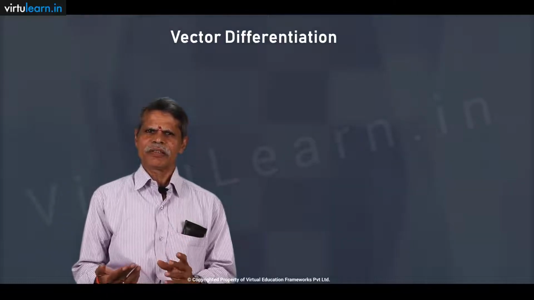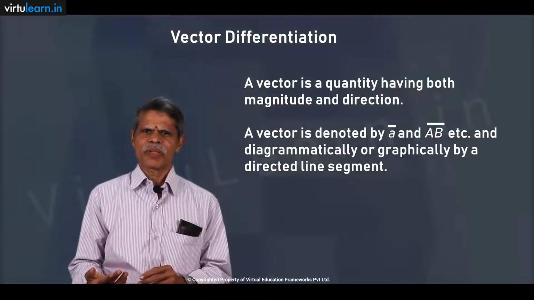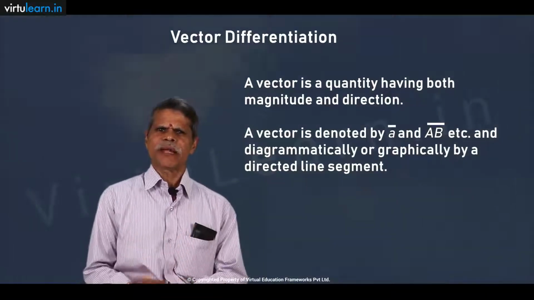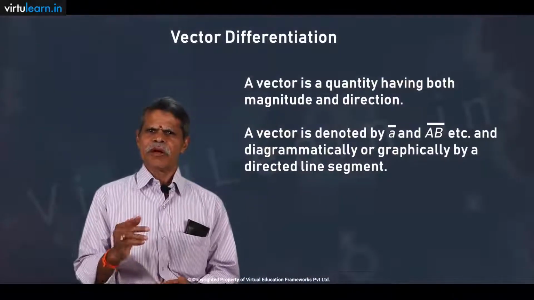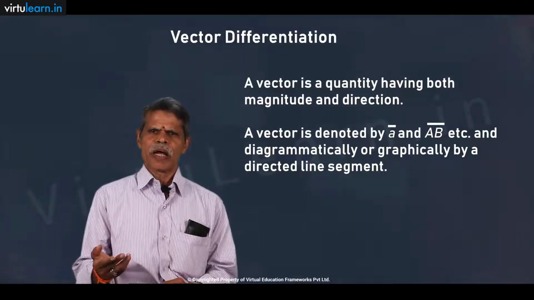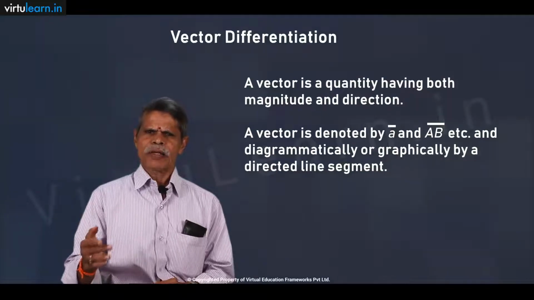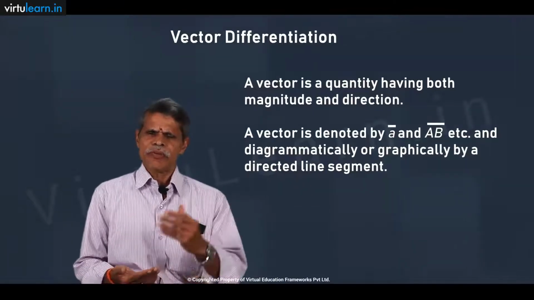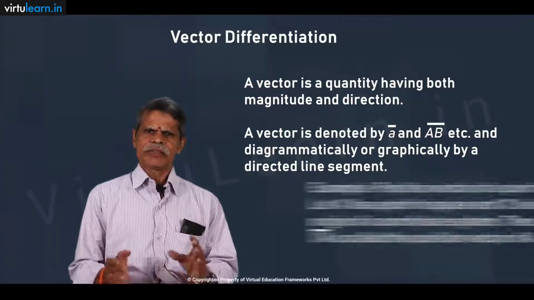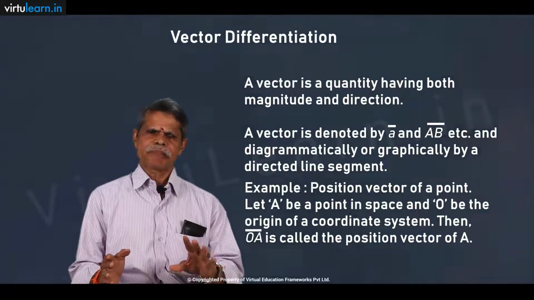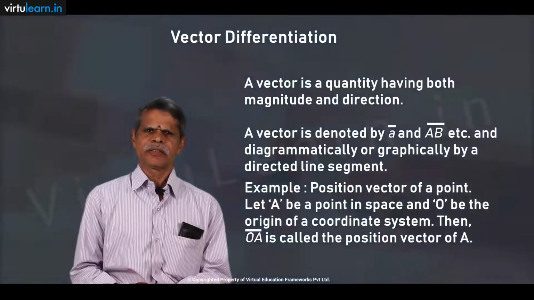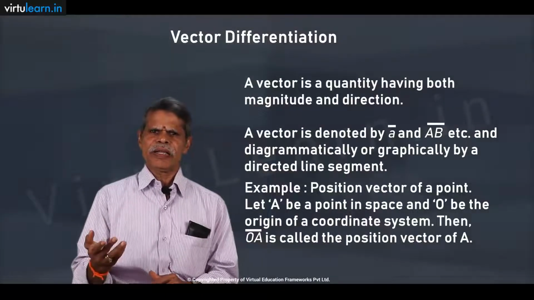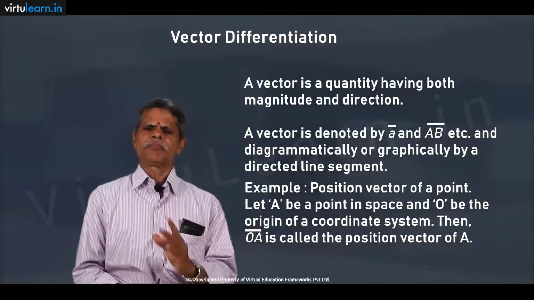How do you define a vector? A vector is a quantity having both magnitude and direction. What notation do we follow to write a vector? We can write A bar, AB bar, or when we want to show it in a diagram, we use a directed line segment to represent a vector. Can we have an example for it? Let A be a point in space and O be the origin. Then the line segment joining the origin to A will define a vector which we call the position vector of the point.